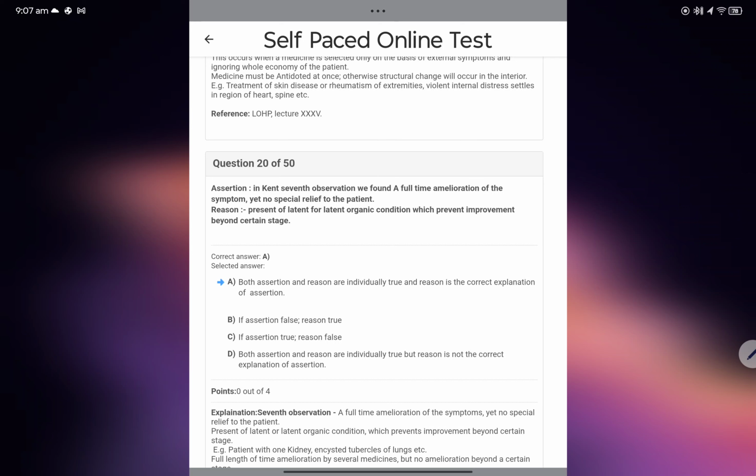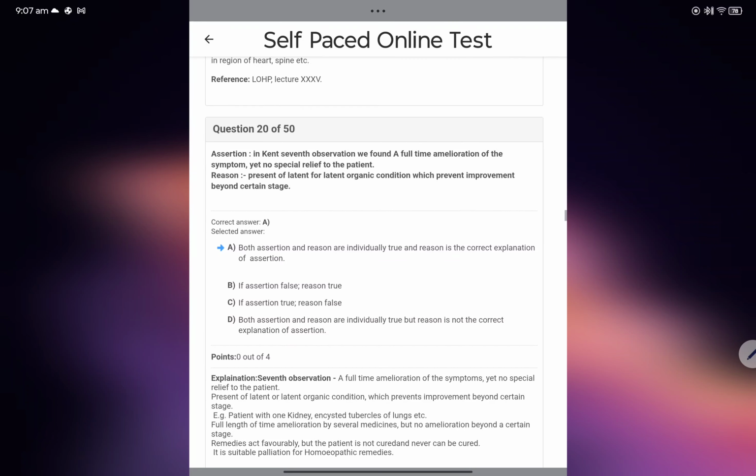In Kent's 7th observation we find a full-time amelioration of the symptoms yet no special relief to the patient. Reason is presence of latent organic condition which prevents improvement beyond certain stage. I am reading the reason again. Both are true. Assertion and reason both are true, and reason is the correct explanation of assertion.